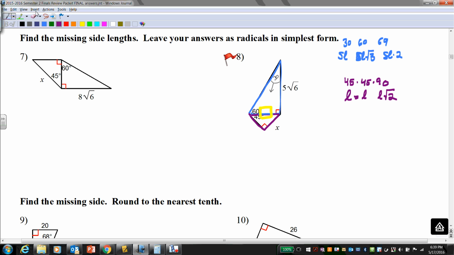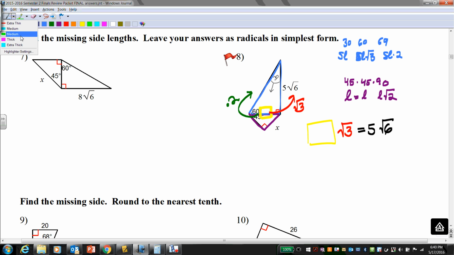Short leg to the long leg is times √3. And short leg to the hypo is going to be times 2. So we go back. We actually have the long leg here. So it reads like this. This is how it reads. Something times the square root of 3 is 5√6. That's what you're thinking. Something times the square root of 3 is 5√6. I'm going to wait about 30 seconds and see if you can't fill that in by yourself.